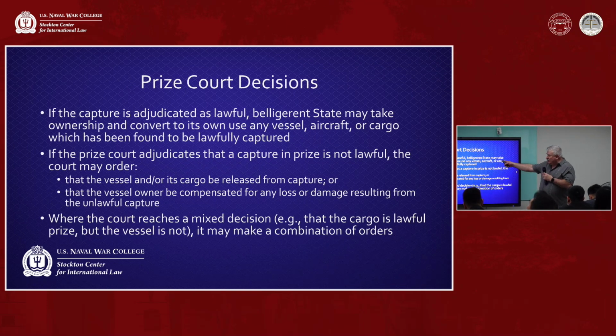If the capture is adjudicated as lawful, then the belligerent state can take ownership of the vessel and or the cargo and convert it to its own use. If the court adjudicates that it was not lawful to seize that vessel and cargo or aircraft, then the court can order that the vessel and its cargo be released, or it could order that the vessel owner be compensated for any loss or damage that resulted from the unlawful capture.